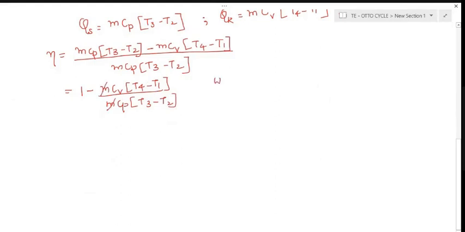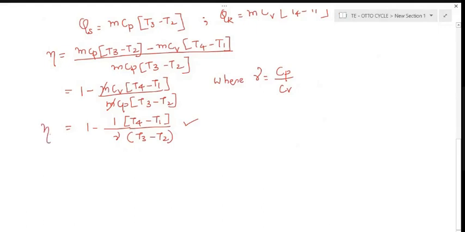We know that gamma is the ratio of the specific heat at constant pressure to the specific heat at constant volume. So instead of Cp by Cv, you can substitute gamma. Here it is Cv by Cp, so we can substitute 1 divided by gamma. The remaining term is again the same, (T4 minus T1) divided by (T3 minus T2). So this is the efficiency formula for the diesel cycle in terms of temperature.